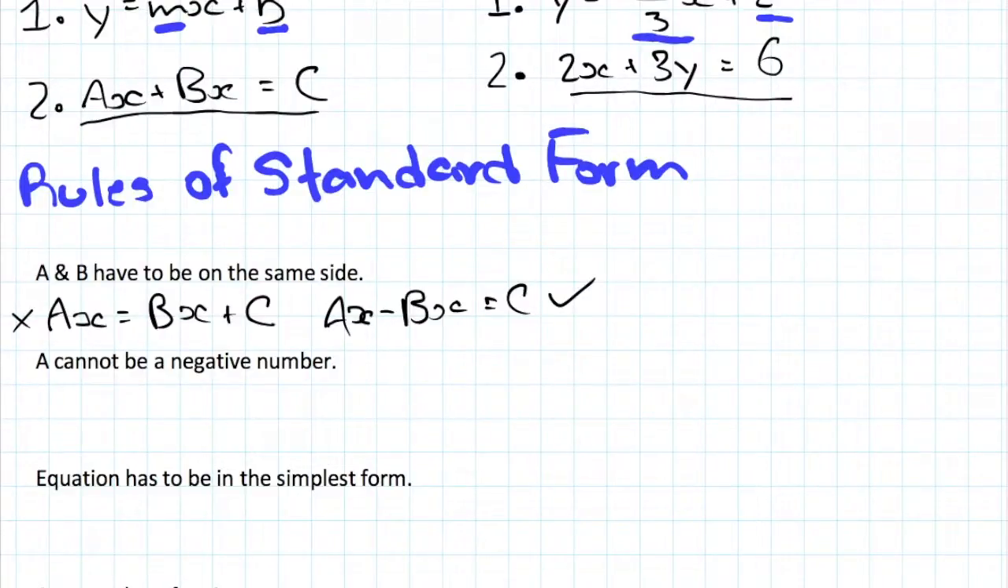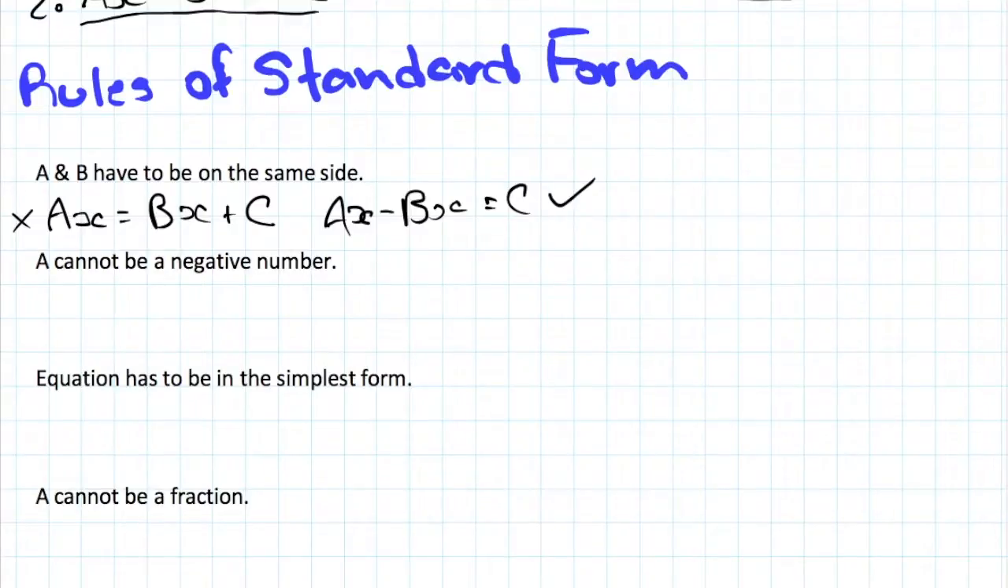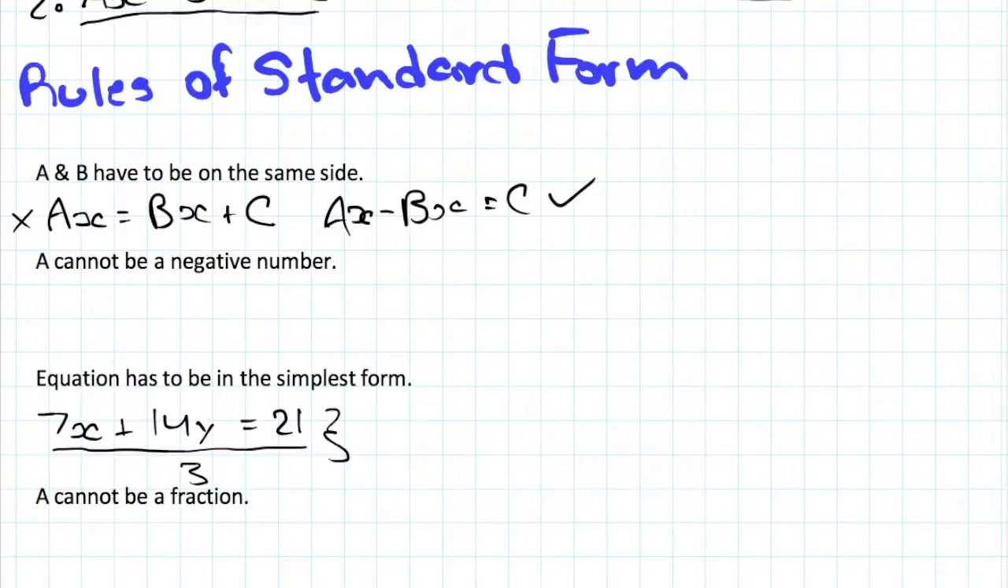So this is wrong and this is correct. Now, a cannot be a negative number. This is pretty straightforward. Now, moving on to the next rule, the equation has to be in the simplest form. Well, what I mean by this is the equation should not be able to be simplified even further. For example, if you have 7x plus, so in this case 7 is a, 14y, in this case 14 is b, is equal to 21 and 21 is c, you should not be able to divide this entire equation by 3 and get a whole number answer of x plus 2y is equal to 3. You should not be able to get that.